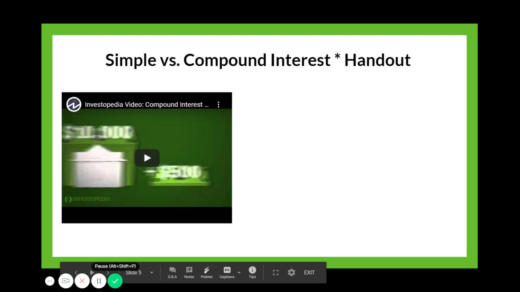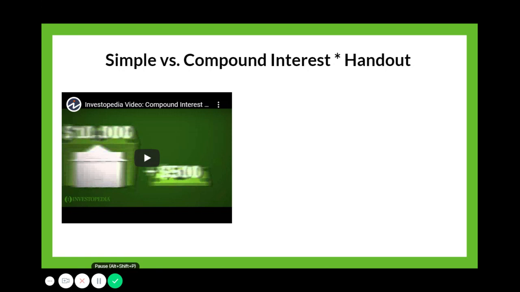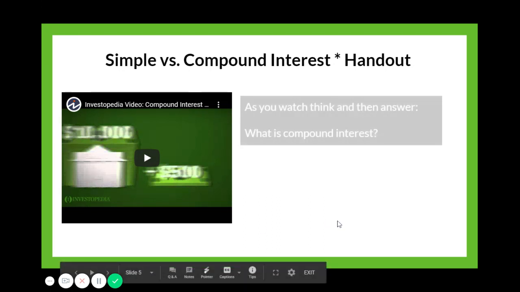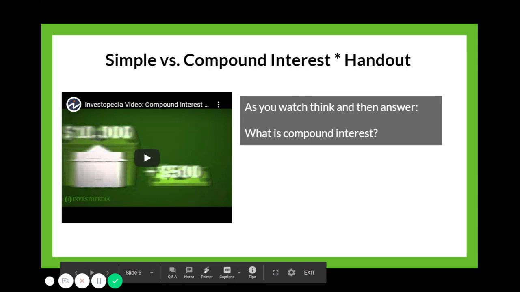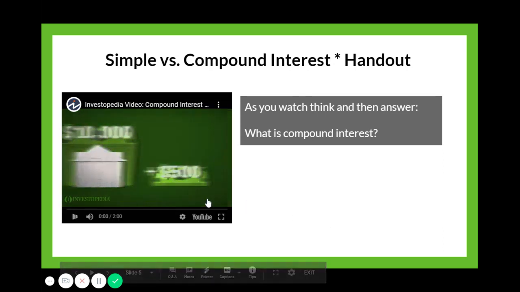Now that we've gone over the good and the bad types of interest, we're going to review compound interest. We'll watch the video to the left, and then on your handout, answer the question, what is compound interest? Creating a definition in your own words.